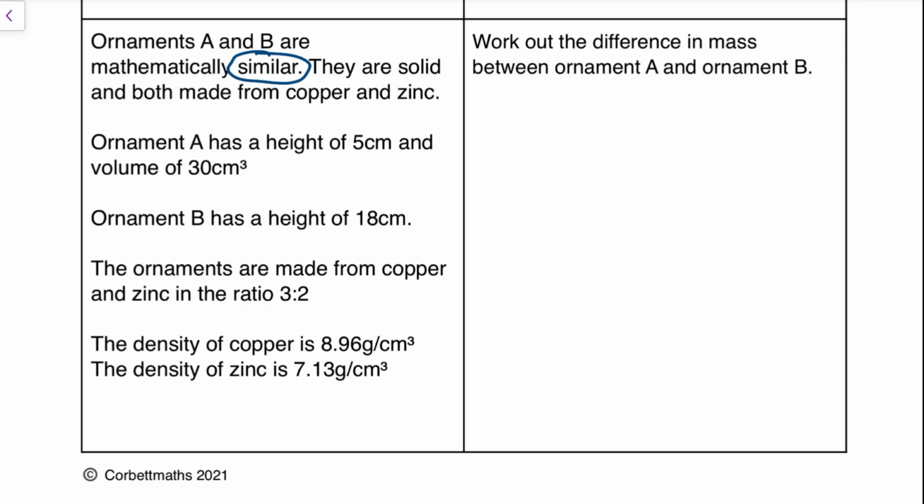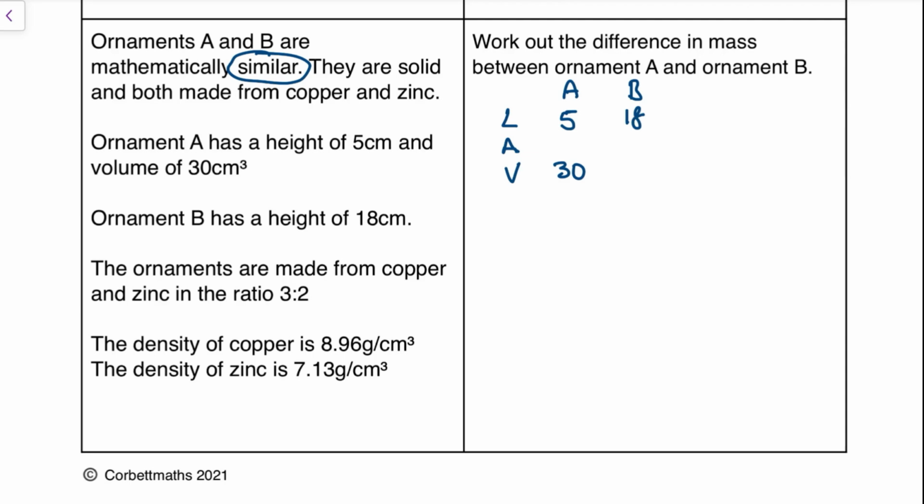Okay, I mean, this would be like an 8-mark question in the exam, I think. This is a difficult question. Okay, let's go through step by step. So let's think about the length and the area and the volume scale factors first of all for ornament A and ornament B. So it tells me ornament A has a height of 5, so that's one of my lengths, and a volume of 30. So far, so good. Ornament B has a height of 18.